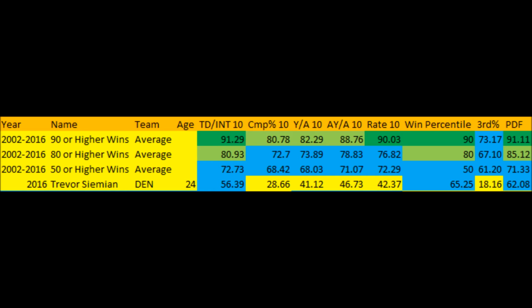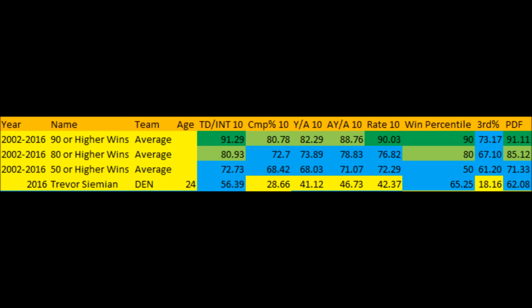And based on the data for Trevor Siemian in terms of 2016, he has been below average in terms of every single statistic when it comes to the averages of 50th percentile higher wins, 80th percentile higher wins, and 90th percentile higher wins. The only statistic that he actually was above average in was his touchdown to interception ratio, which is only slightly above average, but his completion percentage is below average, his yards per attempt is below average, his adjusted yards per attempt is below average, and his quarterback rating is below average.